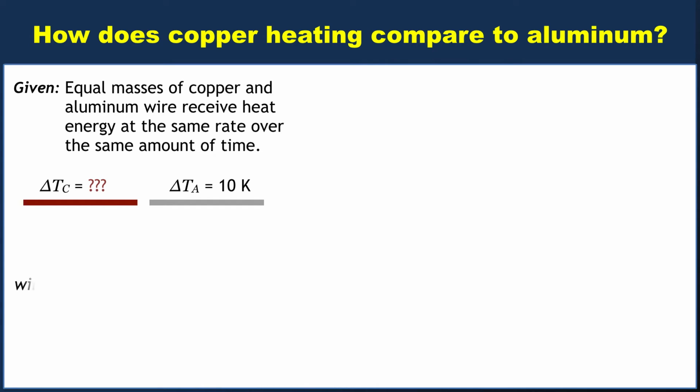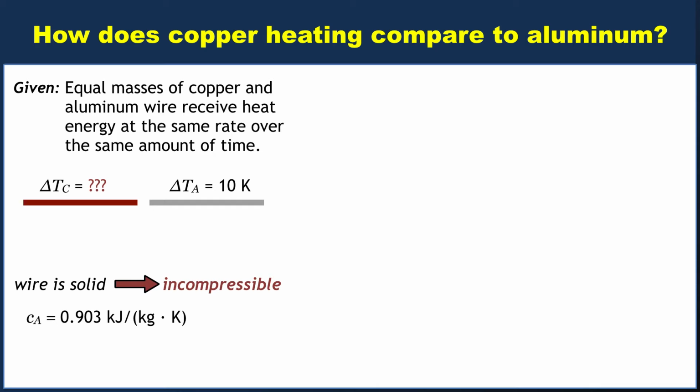We also know that wire is solid, so it's incompressible. That will help. We have to look up the specific heats, so in this case I'm just dropping the constant pressure or constant volume subscript. We already saw in the last tutorial that once you're dealing with an incompressible substance, the specific heats end up being the same anyway. So the subscripts here are going to indicate the material. The specific heat of aluminum is 0.903 kilojoules per kilogram Kelvin, and the one for copper is 0.385, same units. Okay, so let's get started.